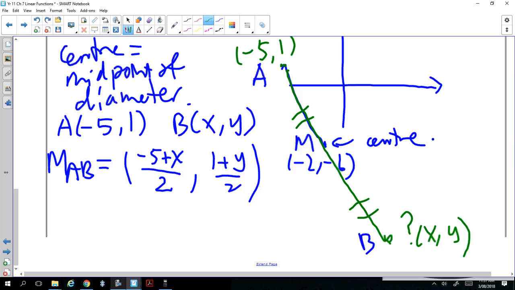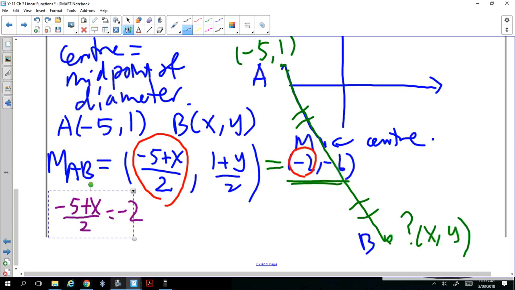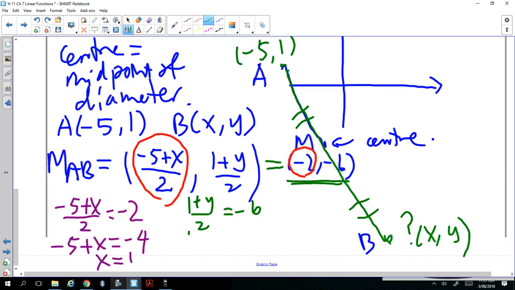How do you solve for x and y? So you go, this thing equal to negative 2. That's my equation. So you write negative 5 plus x over 2 equal to negative 2. And how do I find x? So negative 5 plus x equal to negative 4, x equal to 1. And you do the same thing for the other one. So 1 plus y over 2 equal to negative 6. 1 plus y is negative 12. Therefore, y equal to negative 13, which makes sense, isn't it? You get 1 comma negative 13.